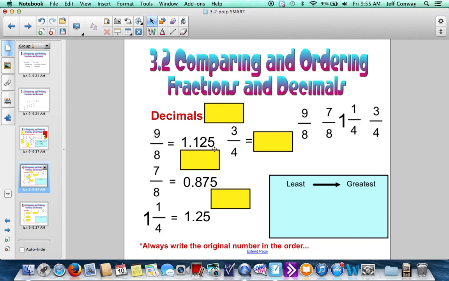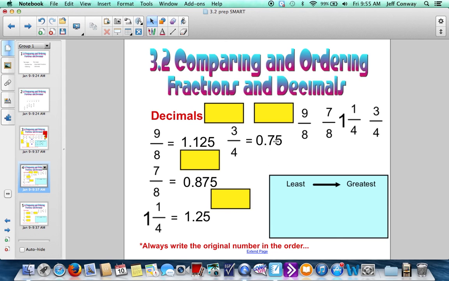And then we came up here to 3/4, and when you have 3/4, it's the same thing as 75 cents, or 0.75. 3 divided by 4 equals 0.75. To change a fraction into a decimal, again, you just divide the top number by the bottom number, and you've got your decimal.